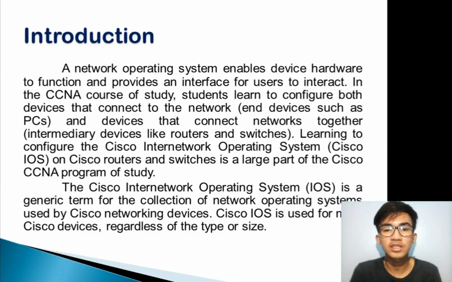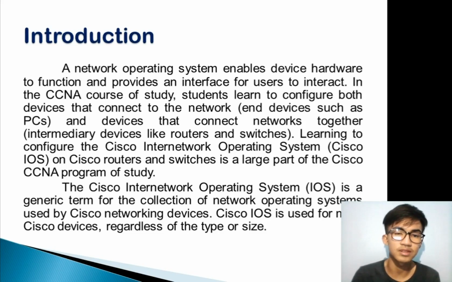Introduction. A network operating system enables device hardware to function and provides an interface for users to interact. In the CIA course of the study, students learn to configure both devices that connect to the network and devices that connect networks together. Learning to configure the Cisco Internetwork Operating System on Cisco routers and switches is a large part of the Cisco CCNA program of study. Cisco IOS is a generic term for the collection of network operating systems used by Cisco networking devices. Cisco IOS is used for most Cisco devices regardless of the type or size. So this is the introduction of Chapter 2.